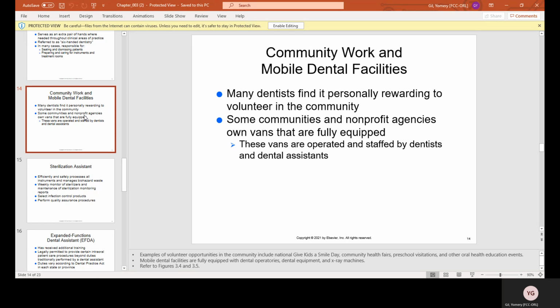Many dentists find it personally rewarding to volunteer in the community. Some communities and nonprofit agencies own vans that are fully equipped. These vans are operated and staffed by dentists and dental assistants. And it means that they go from city to city, and they sometimes do charity work, or they do it on what they call a sliding scale, depending on how much money you make.